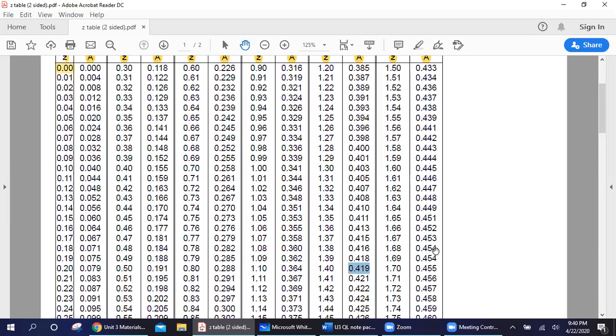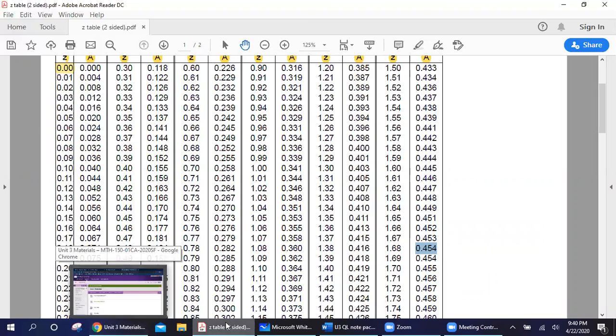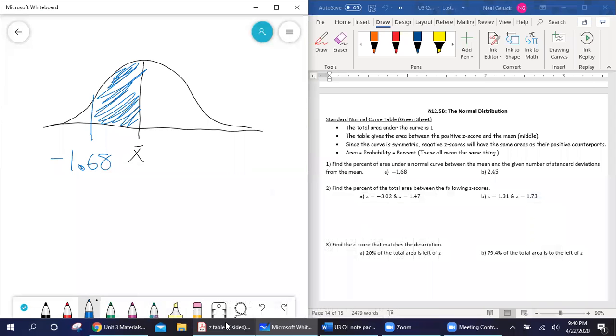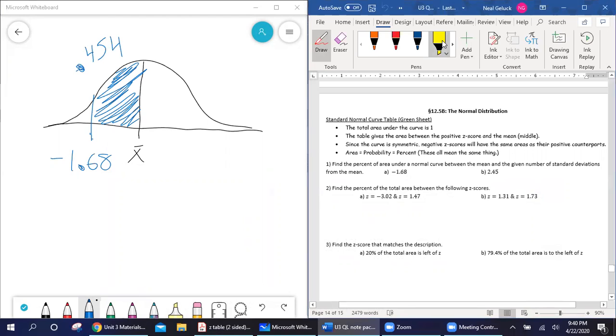And positive 1.68 for z-score goes with 0.454. Sorry about that. So it would be 0.454. Now this is where you got to be careful. And on your homework, this will happen. Some of the problems say percent. Some of the problems say probability. Since this is saying percent, I have to move the decimal place over twice, and the answer would be 45.4%. That's a percentage sign at the end there.